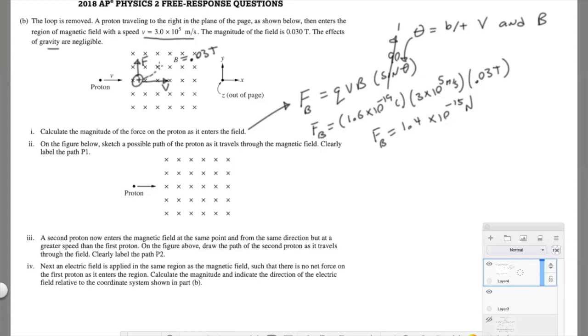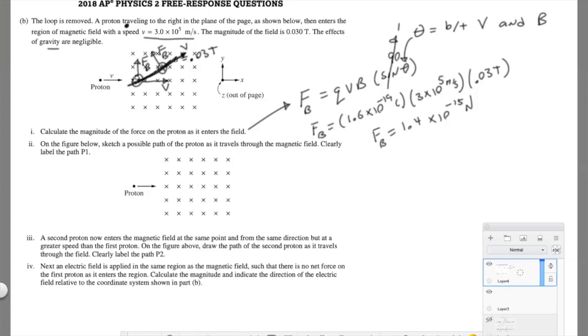So now let's look at the positive charge right here. Now the velocity is that way. So that's velocity. Force is going to be perpendicular to that. What we have here is the force of the magnetic field always pointing towards the center of a circular path, right?